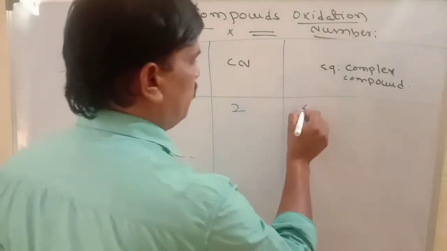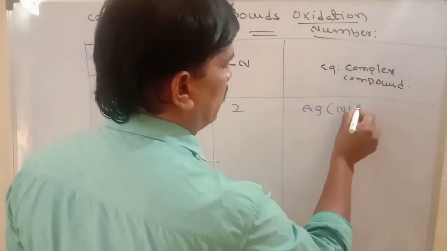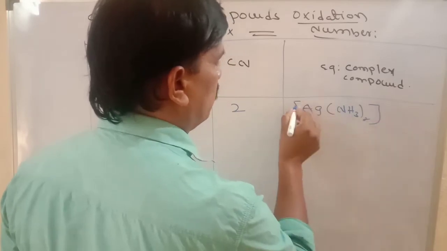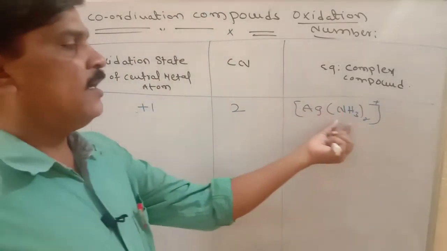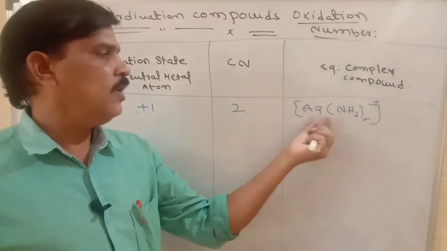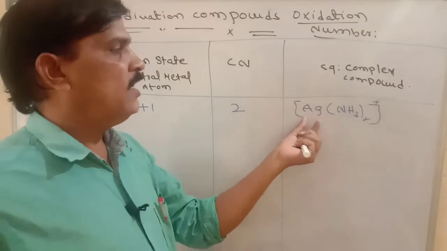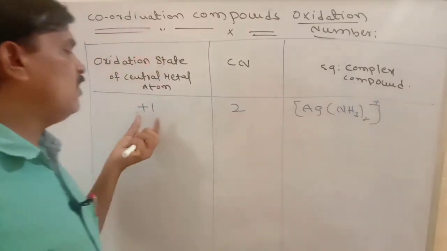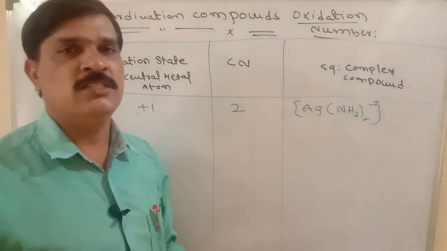So the best example, for example, Ag(NH3)2 +1. This is the best example for this +1 oxidation state. Here ammonia is 0, Ag only, so it's an entity, oxidation state +1. Silver oxidation state is +1. Its coordination number is 2.